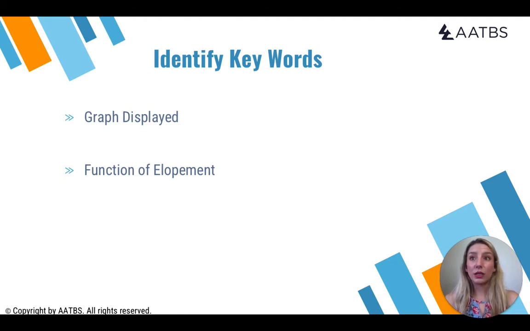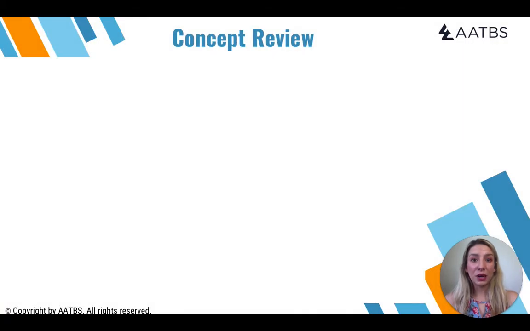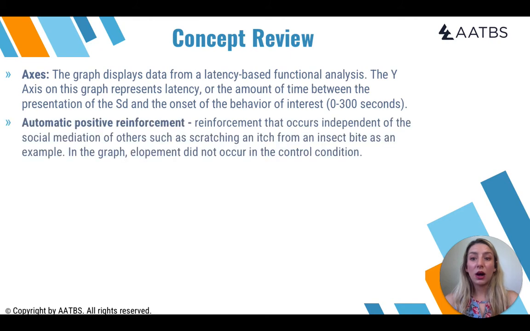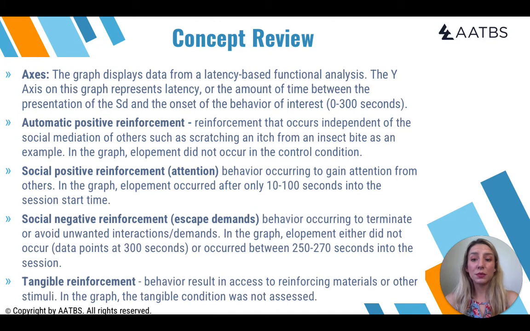Function of elopement lets the reader know that we will need to use our knowledge of analyzing data to determine the function of the elopement here. So let's review some of our concepts then. Let's talk about axes, automatic positive reinforcement, social positive reinforcement, social negative reinforcement, and tangible reinforcement. So axes. The graph displays data from a latency-based functional analysis. The y-axis on this graph represents latency, or the amount of time between the presentation of the SD and the onset of the behavior of interest.